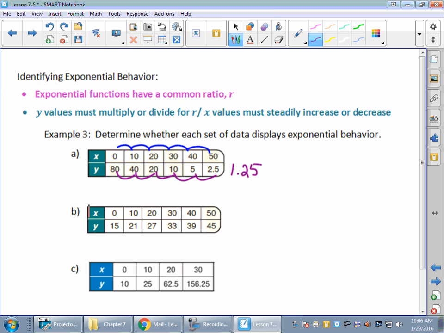What would be your next value after 2.5? I'm saying 1.25, because what happened to every y value? You took half of it, or divided it by 2. Dividing by 2 is the same as multiplying by a half. So r is 1/2, because we always took half of that value.